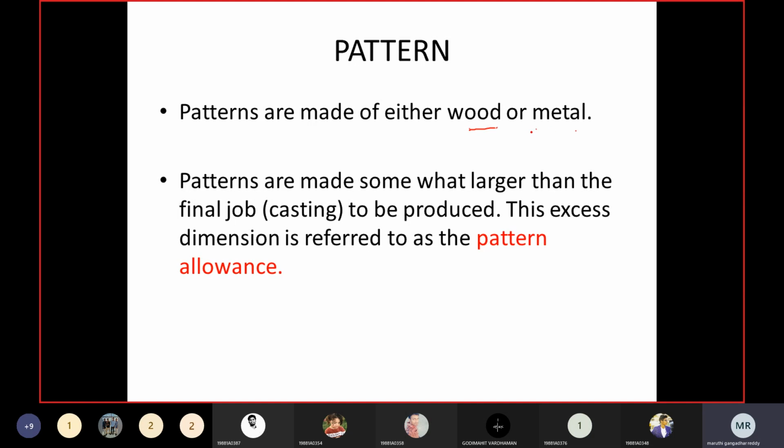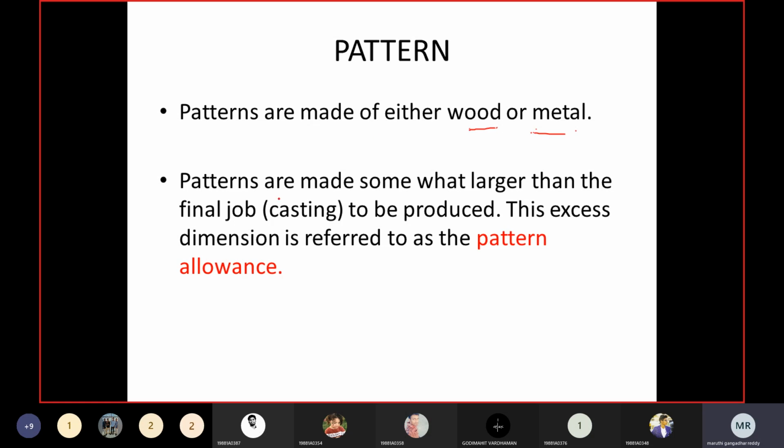We can use metal as a pattern material, or, if you observe the investment casting process, wax can be used as a pattern material, and plastic also can sometimes be used. That means in order to create the model or replica of the casting, we can choose either wood or metal, and metal in the sense of an aluminum pattern. Wax and plastic also can be used as pattern materials. So patterns can be made up of either wood or metal.